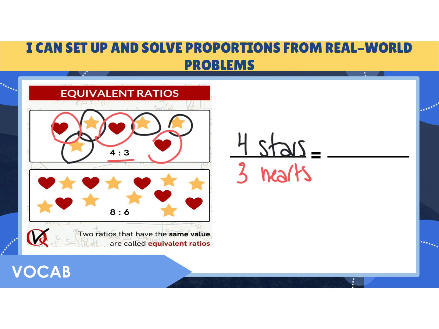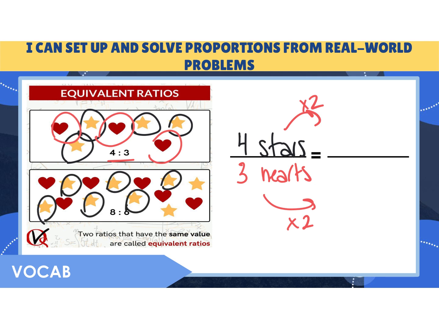Now we can double that, right? We can times stars by 2, and we can times hearts by 2. And we can get 1, 2, 3, 4, 5, 6, 7, 8 stars to 6 hearts.